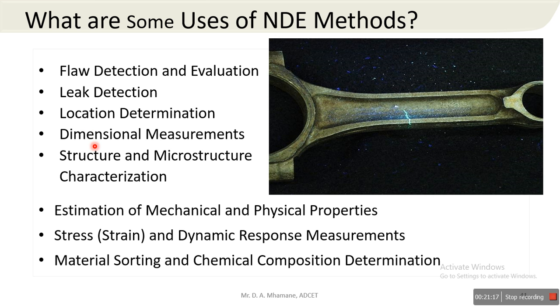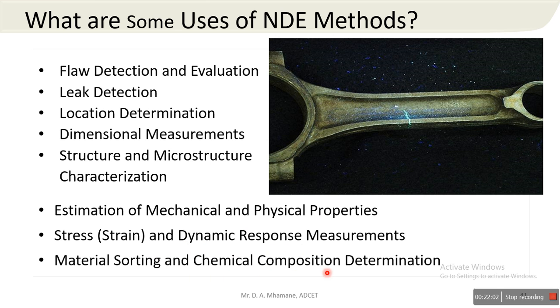Dimensional measurement: suppose there is a non-corrosive paint on a certain vessel, then the thickness of that coating can be measured with the help of NDT methods; that comes under dimensional measurement. Structure and microstructure characterization: this part is related to R&D of NDT methods. Means the responses of the machine can be correlated with the properties and microstructure of the material. Estimation of mechanical and physical properties. Stress or strain and dynamic responses measurement.